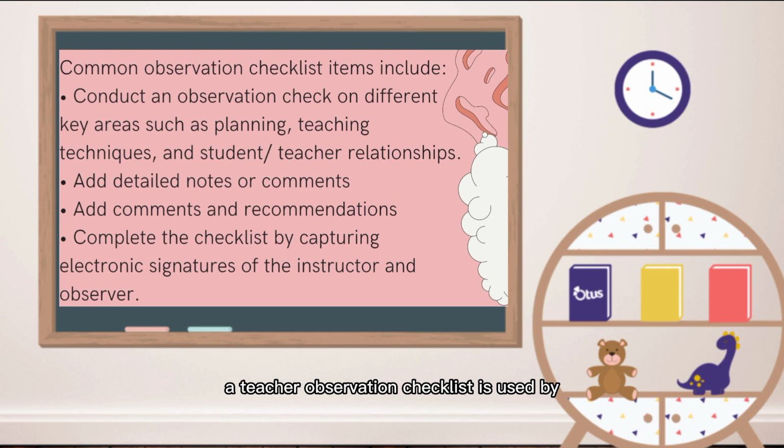A teacher observation checklist is used by school administrators to evaluate the overall performance and teaching strategies of the educator. Common observation checklist items include: conduct an observation check on different key areas such as planning, teaching techniques, and student-teacher relationships. Add detailed notes or comments, and add recommendations. And last but not the least, complete the checklist by capturing electronic signatures of the instructor and observer.